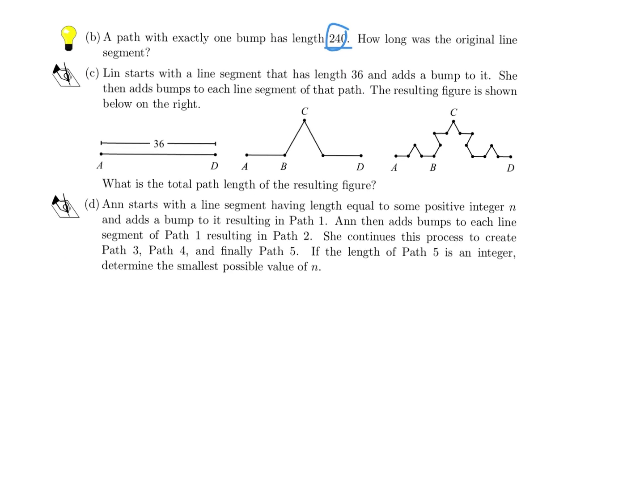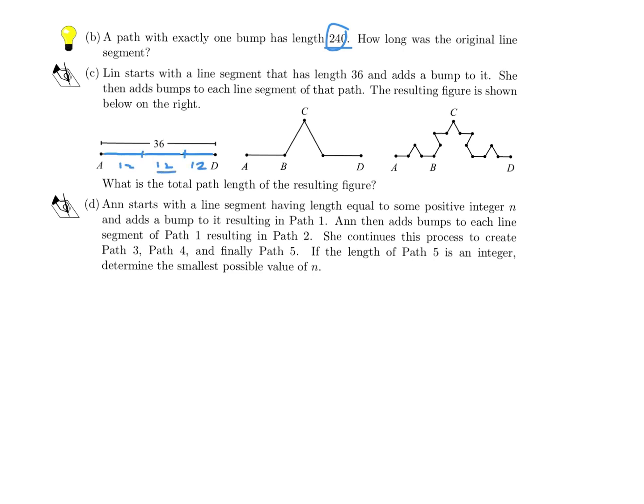Part C: Lynn starts with a line segment that has length 36 and adds a bump to it. She then adds bumps to each line segment of that path. The resulting figure is shown below. What is the total path length of the resulting figure? Okay, so a few more steps this time. So this is 36, and it was broken up into 3 segments of 12 each, I believe, right?